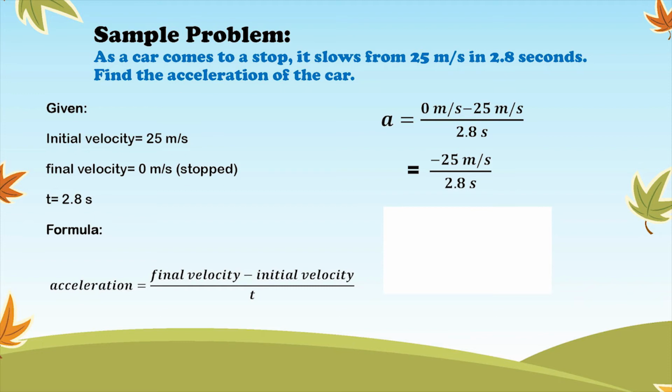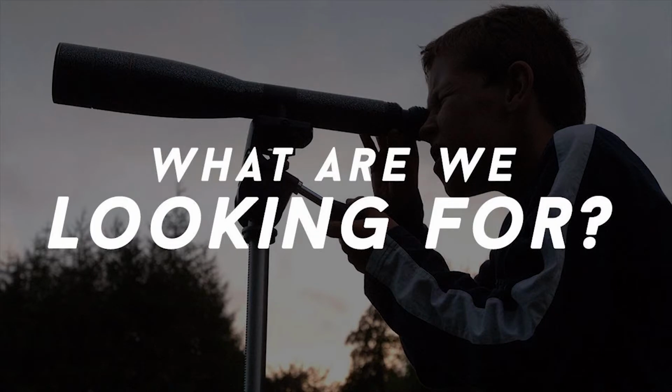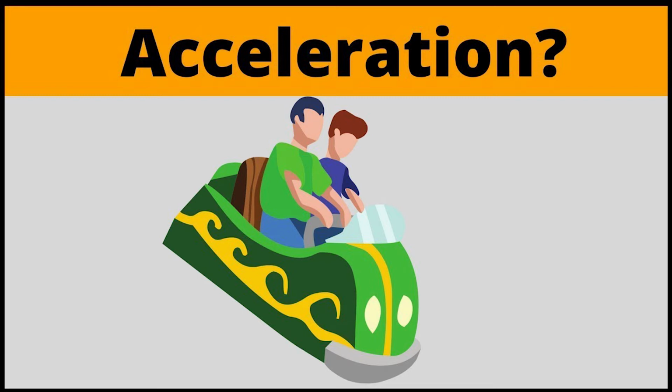Change in time is the difference between the final time and the initial time. Let's have a sample problem under acceleration. As a car comes to a stop, it slows from 25 meters per second in 2.8 seconds. Find the acceleration of the car. What are we looking for? We are looking for the acceleration.